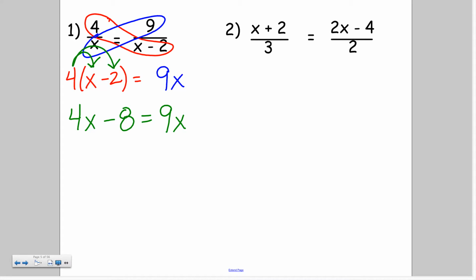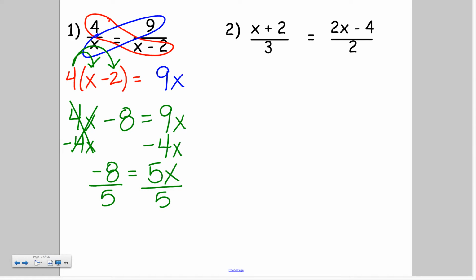So now I'm going to solve for x, and if you'll notice, you've got x's on both sides. So I've got to get all my x's on one side. So I'm going to move this 4x by subtracting it. So 4x minus 4x goes away. Up to negative 8 equals 5x. So I'm going to divide by 5. And x is equal to negative 1.6.